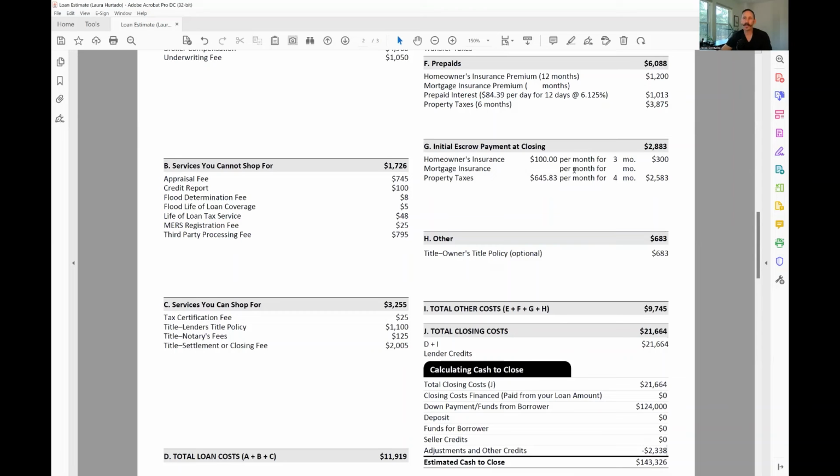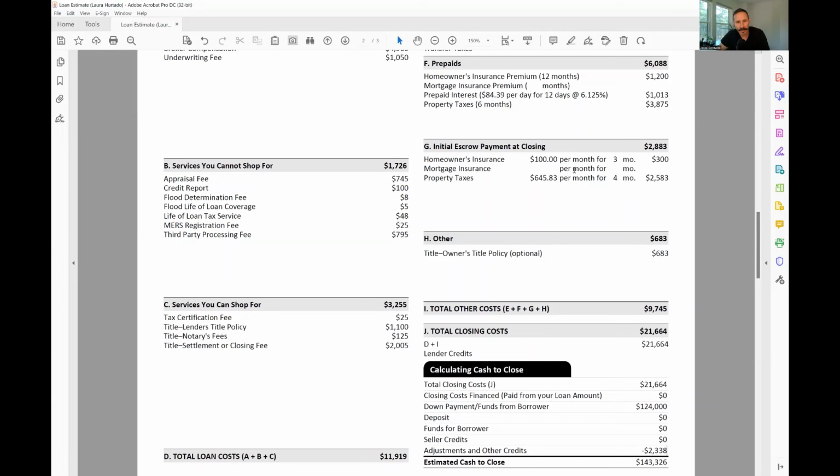So anytime you do a purchase, you're always going to have 3 months of homeowners insurance that's going to be collected. And then the property tax, depending on your state and the month that you close in, that's going to determine how much property taxes are collected. And in this state, this was a California loan, they're going to collect for 4 months of property tax at the $645.83 per month. For $2,583. And so that makes up the total in section G.